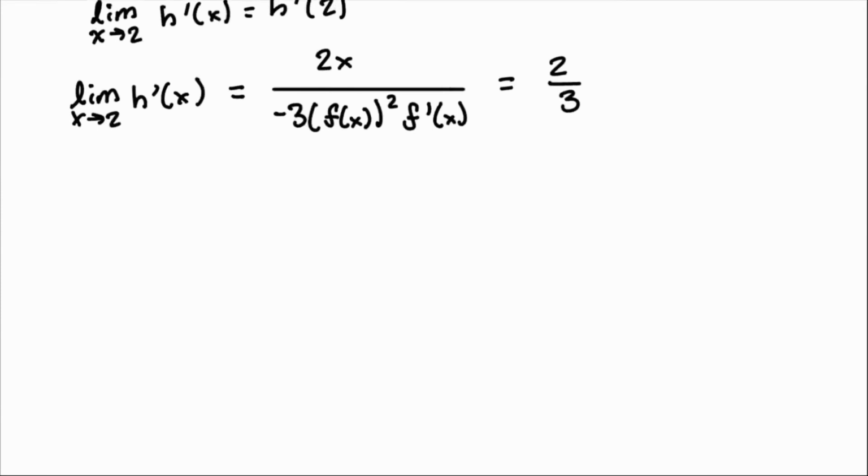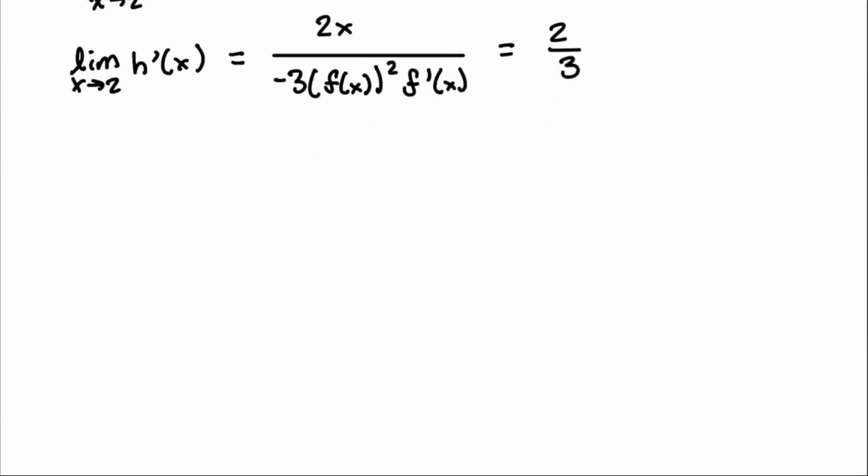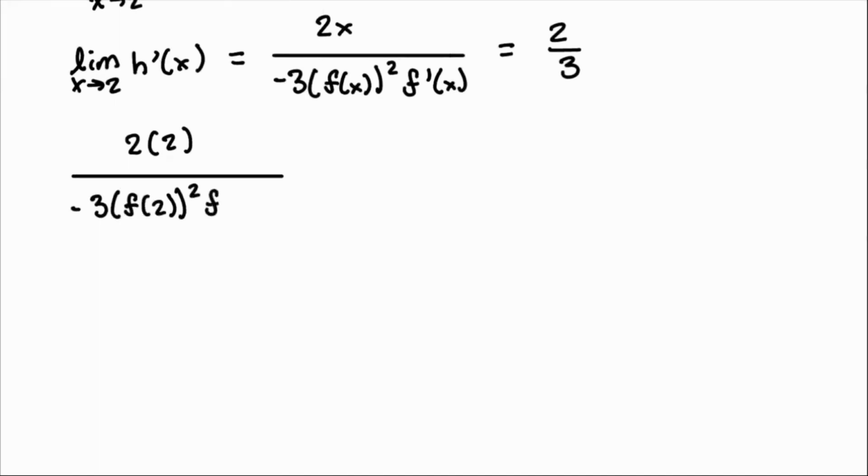And so now using this, we're just going to sub in what x is equal to when x is equal to 2. So we have 2 times 2 in the top over -3 times f of 2 squared times f prime of 2, and we're going to have this whole thing is equal to 2/3.